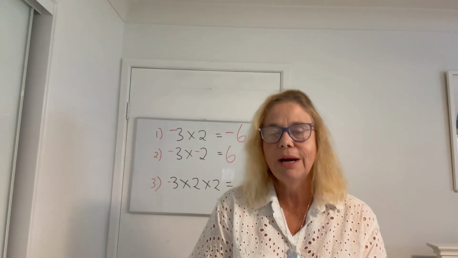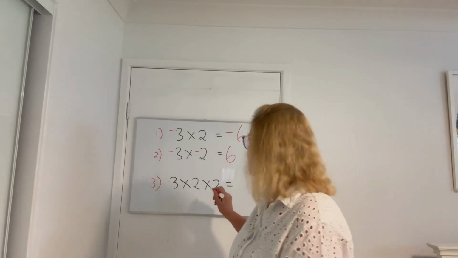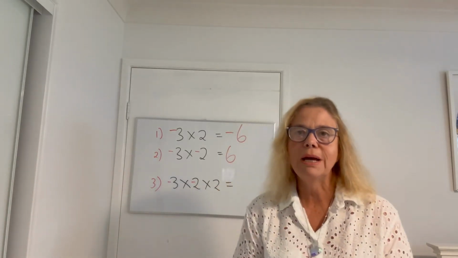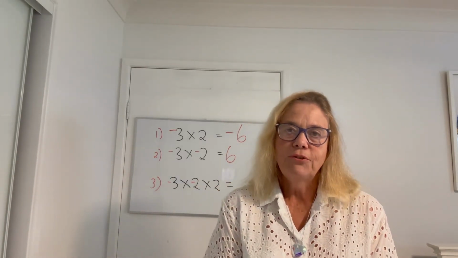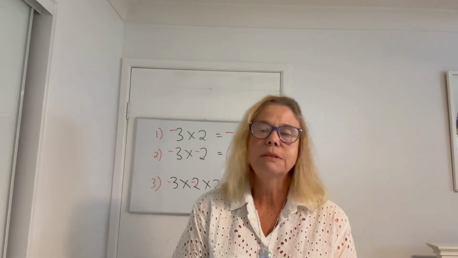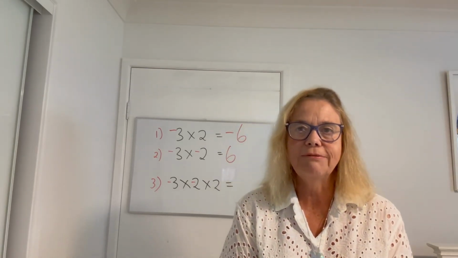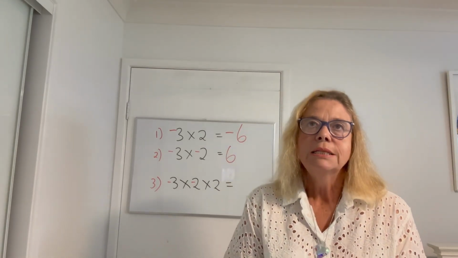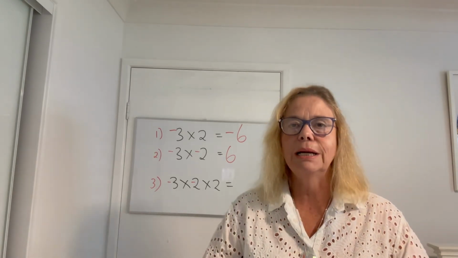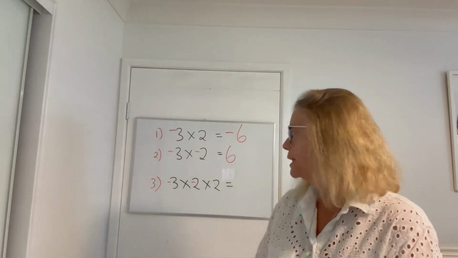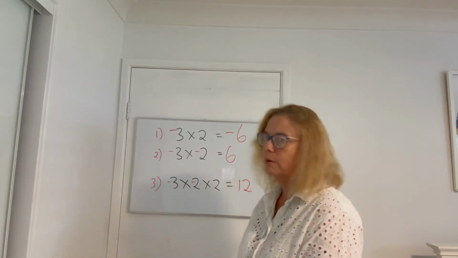Let's change it to another one, make it negative. So we've got negative 3 times negative 2. Two negatives multiplied by each other make a positive, as we just did in question 2. So a positive times a positive is automatically a positive. We don't write a positive. So the answer there is equal to 12.